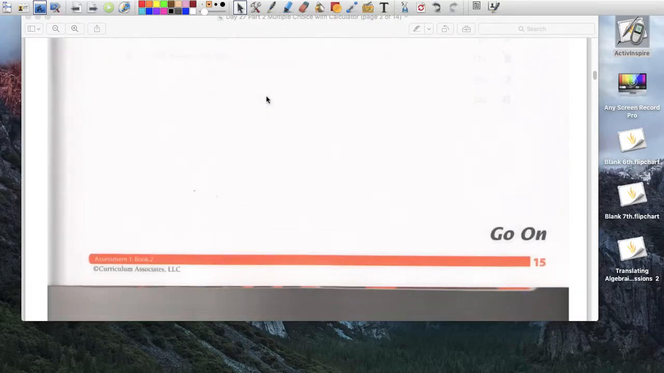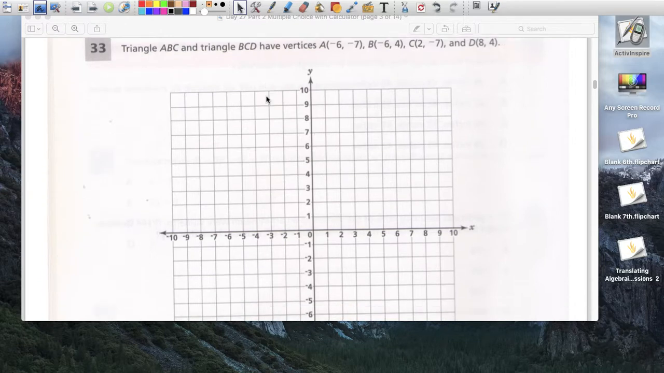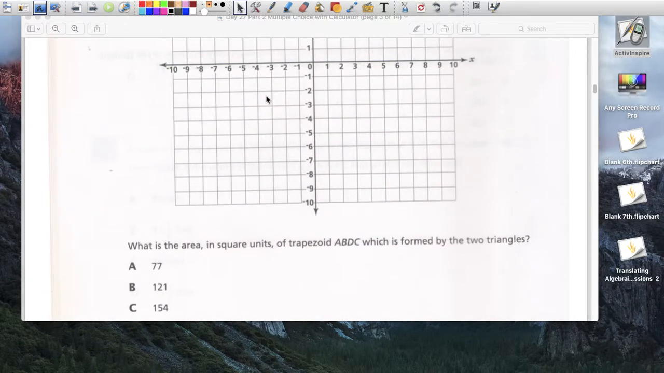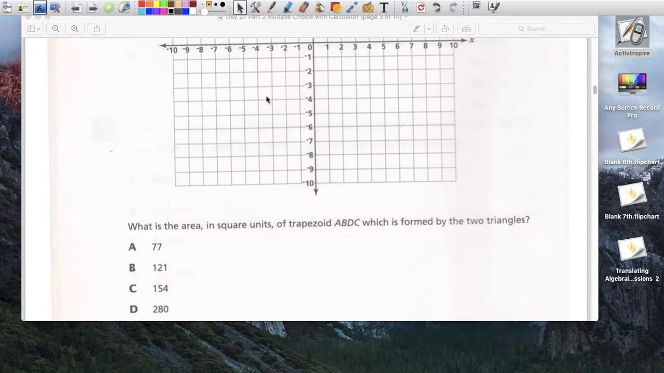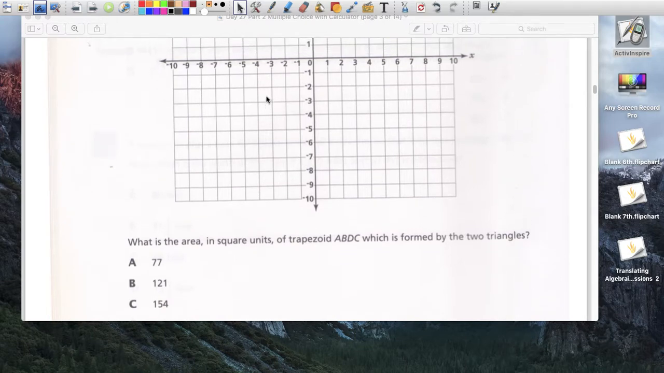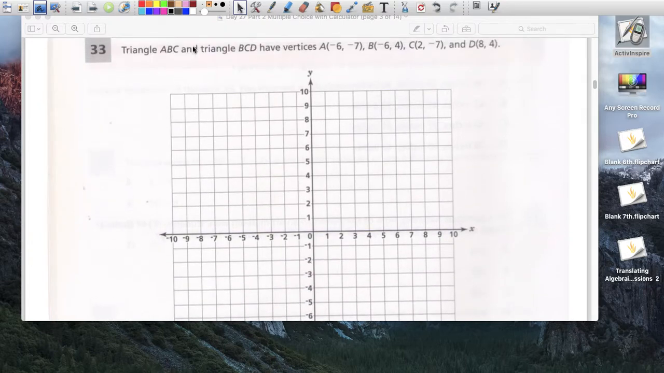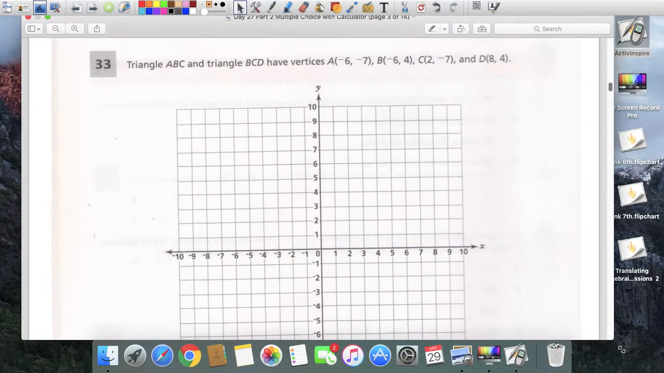Okay. 33. Triangle. What is the area in square units of the trapezoid ABCD, which is formed by 2 triangles? So let's plot this first. Let me make this a little bigger or smaller.